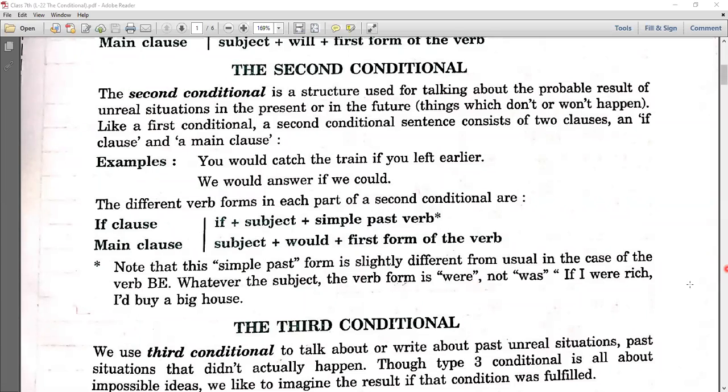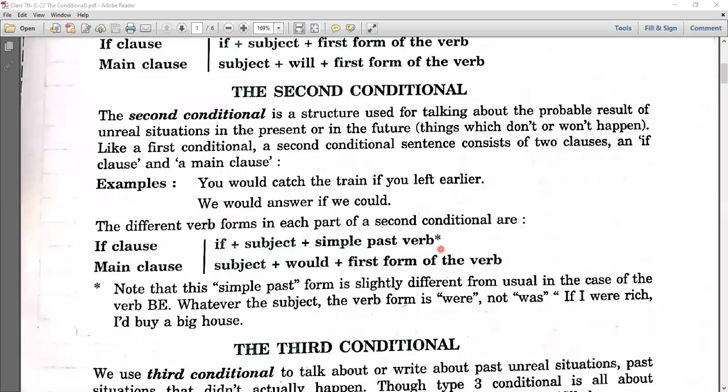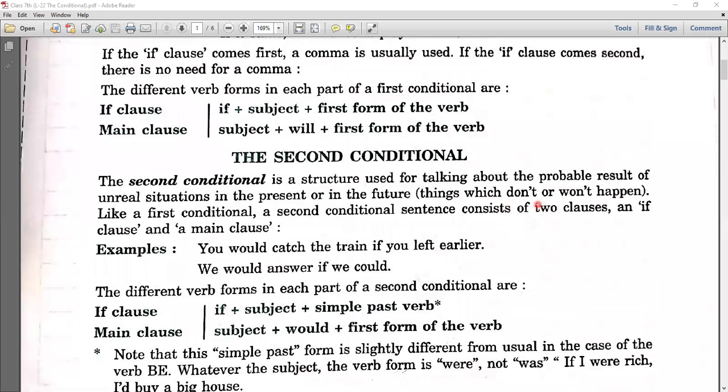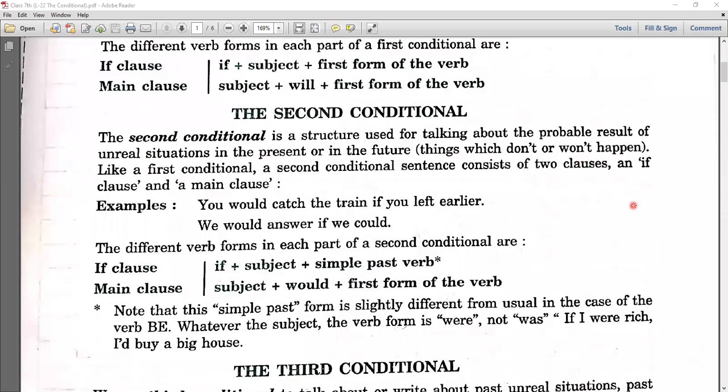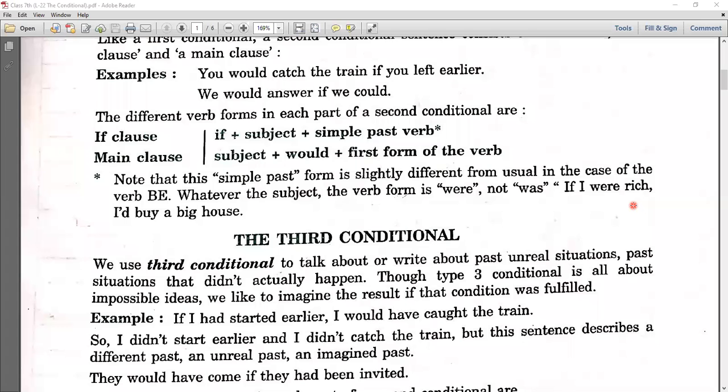Okay everyone? If I were rich, I would buy a big house. There is another example. If I were rich, I would buy a big house. अगर मैं rich होता तो मैं क्या खरीद लेता? एक big house. Now here we have already read that don't and won't happen, जो नहीं हुआ है अभी तक. Okay, only it is talking about the dream.